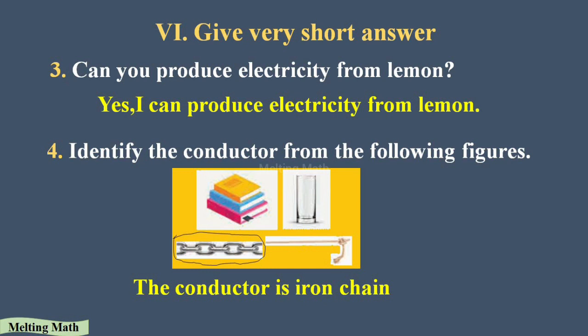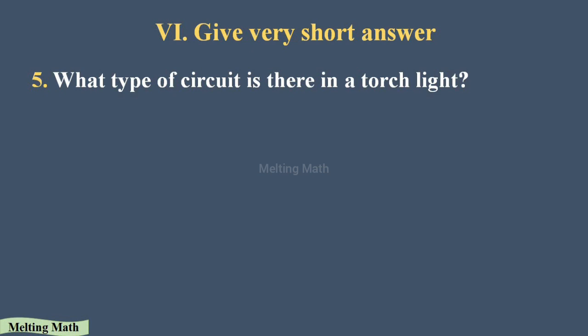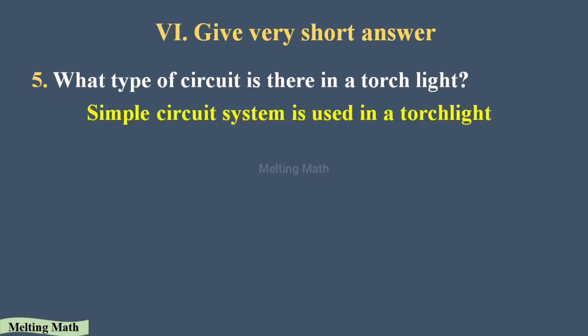Next, see the fifth one. Which type of circuit is there in a torch light? In a torch light, a simple circuit system is used. So this is the correct answer: a simple circuit system is used in a torch light.